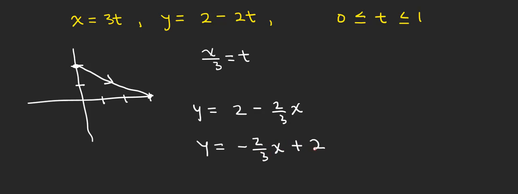So the y-intercept is 2, and the slope is negative 2 over 3. So this is a line segment. But there is a restriction, isn't it? It only goes from 0, 2 to 3, 0. So this was an introduction of parametric equations. In our next video, we're going to find derivatives and antiderivatives.